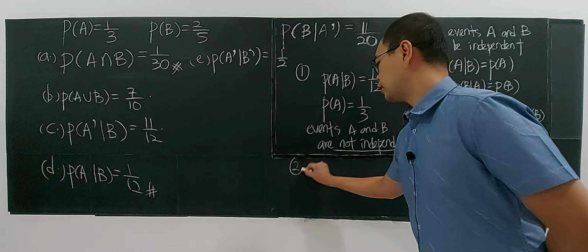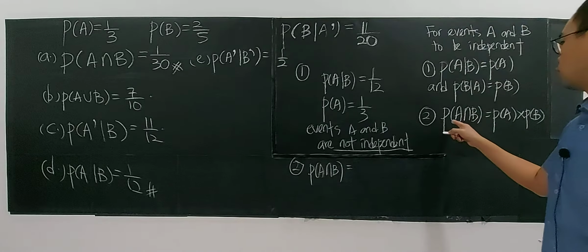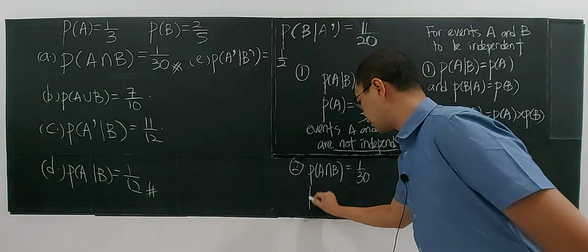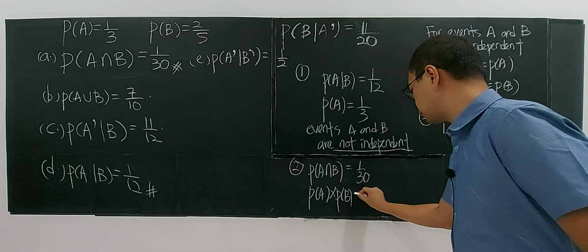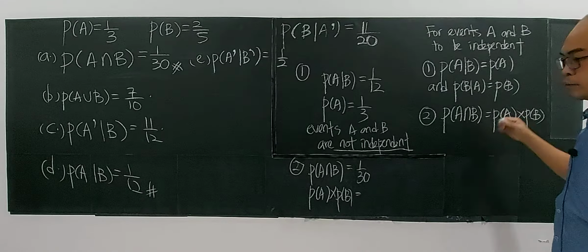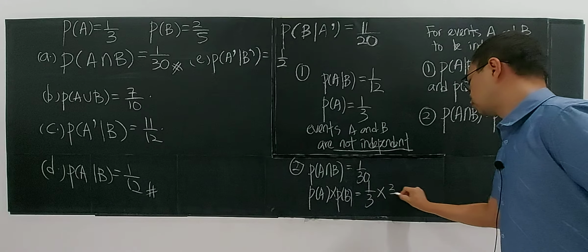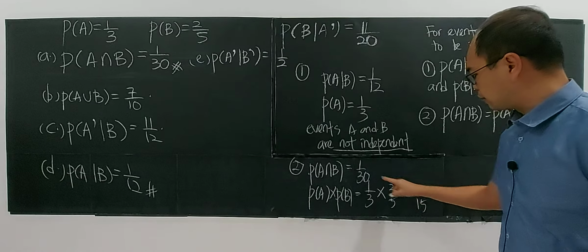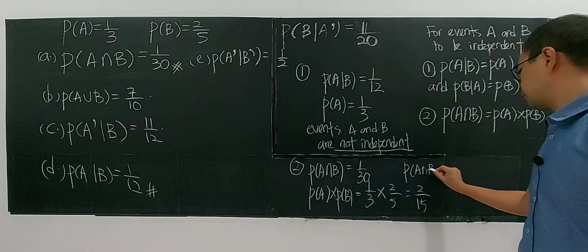The second way of doing this is very simple. We have the probability of A intersect B, which is 1 over 30. Then we take the probability of A multiplied with the probability of B and see whether the value is the same or not. If events A and B are independent, these two will be the same. The probability of A multiplied with the probability of B, 2 over 5, gives 2 over 15. It's not the same.